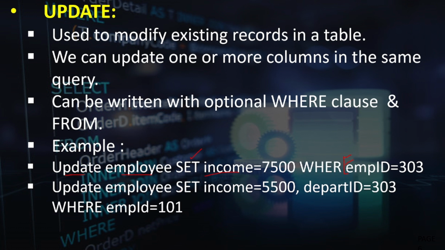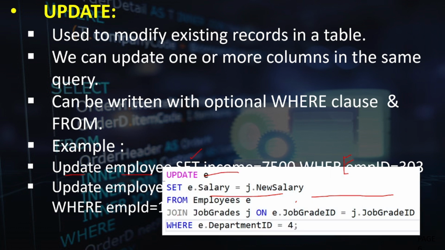And likewise, you can update two values, like income equal to 5,500 and, comma, department ID is 303, where employee ID is 101, right? So this way you can write update. Update can also be written where you get records from another table and then update along with them. I will show all this in action in just a moment.